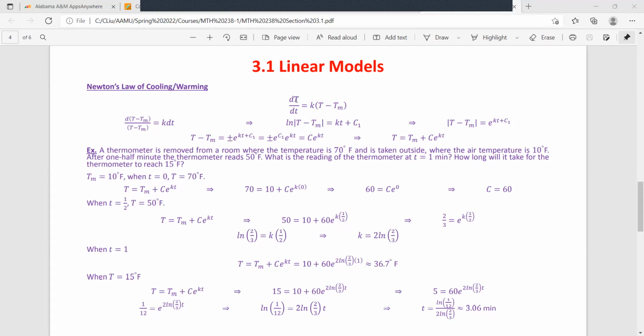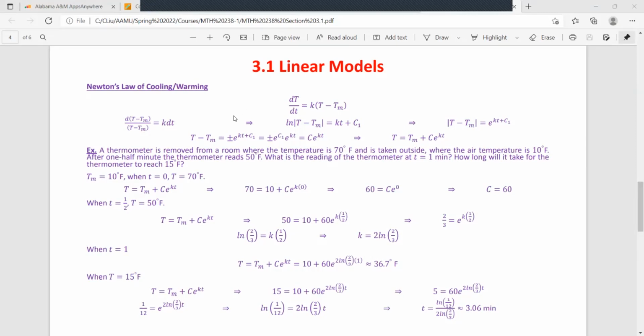the temperature change is governed by the first order differential equation of the capital T over dt equals k times capital T minus capital Tm, where capital T is the temperature of the object, and the small t is the time. So this applies to all the situations where you have some object with temperature initially different from the environment.